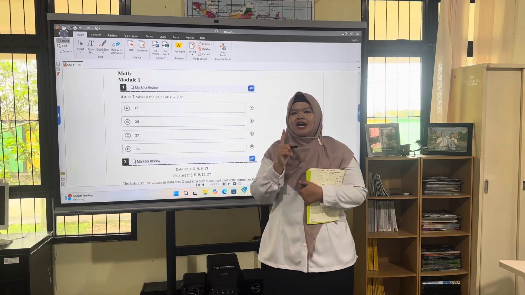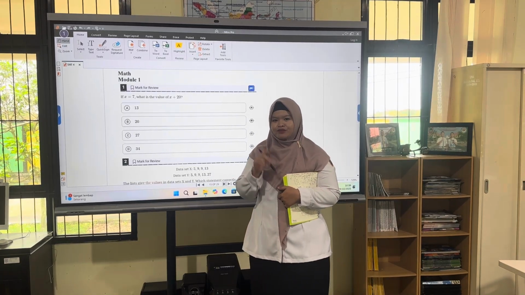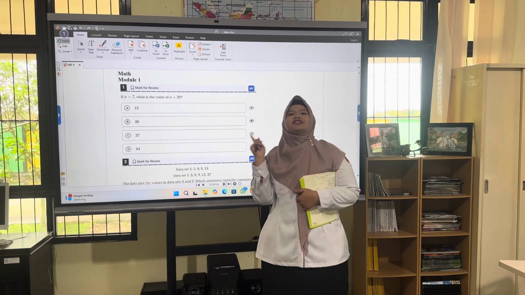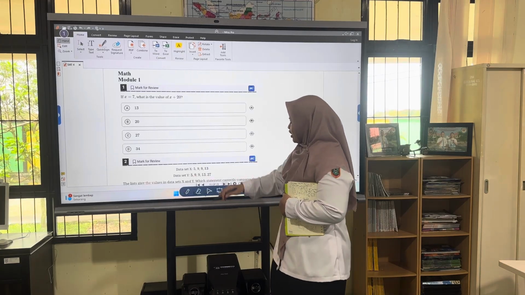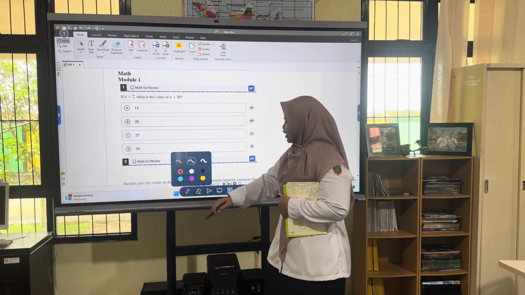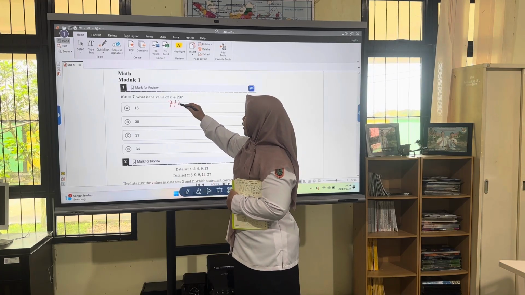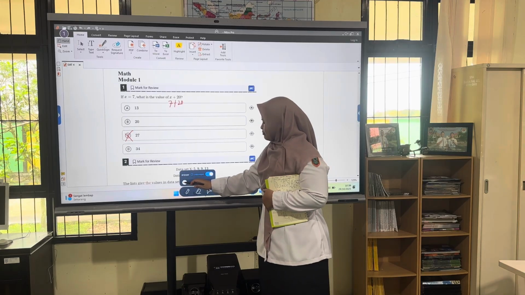So today we will be talking about the non-adaptive SAT prediction test 4, section 2, the first module. So let's go. As you can see, you have x equals 7. What is the value of x plus 20? You just add 7 plus 20, which is 27. So we will continue to the second number.